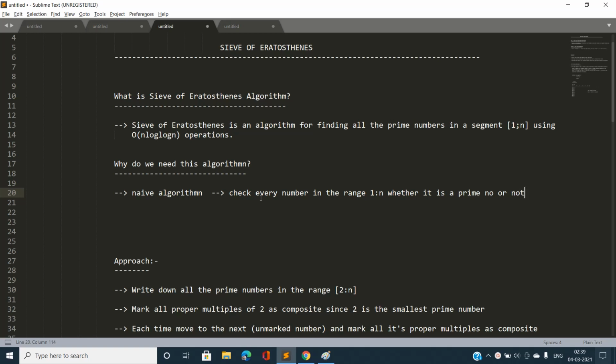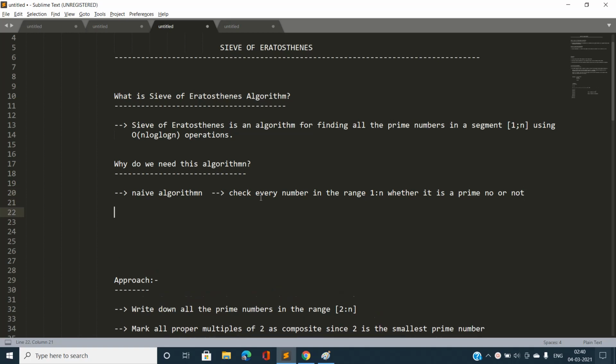Suppose we pick up an element, let's say 5, and how are we going to check that? We iterate from 1 up to the square root of 5 and check if there is a divisor of 5, then we are going to say no, 5 is not a prime number. And if there isn't a divisor of 5, then we can claim that 5 is a prime number. But using this naive algorithm will take us a lot of time.